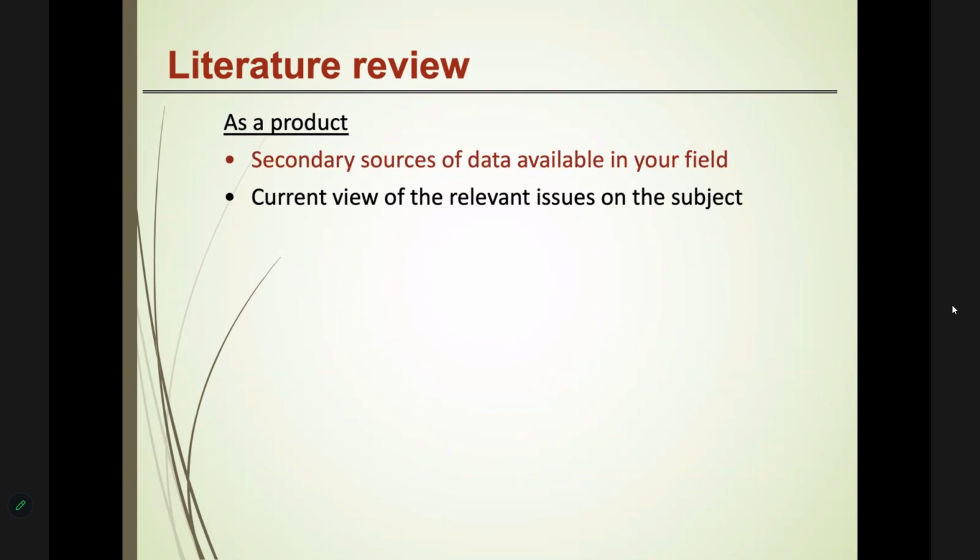Or you can also find historical data. Maybe if you refer back to the literature for the last 10 or 20 years, two decades, then you can see how the accident rate has changed over the period of time in the construction industry. For you to know that, you can refer to the literature, right? So it gives you the current as well as the historical view of the relevant issues on the subject.